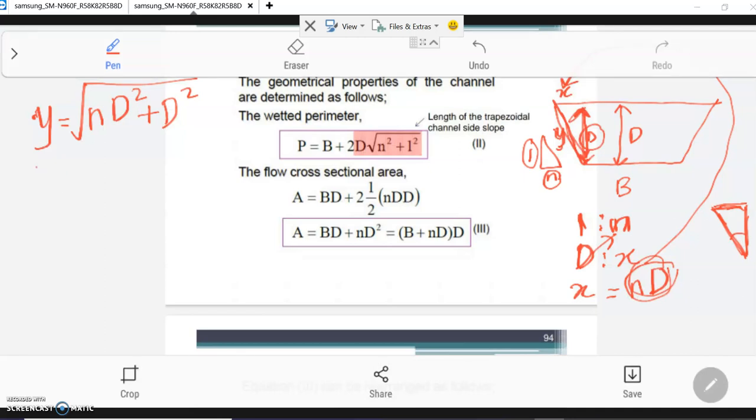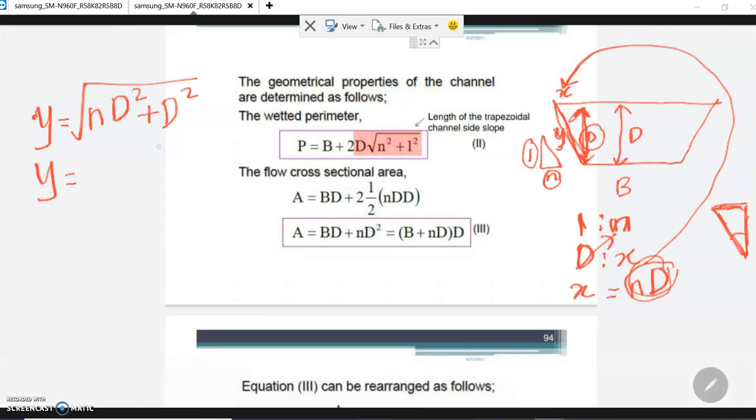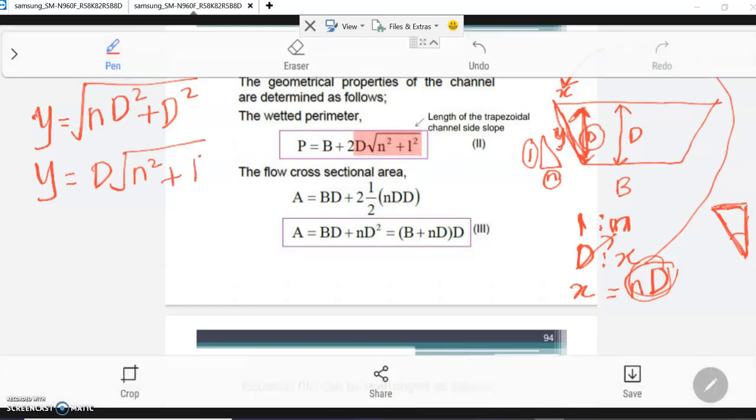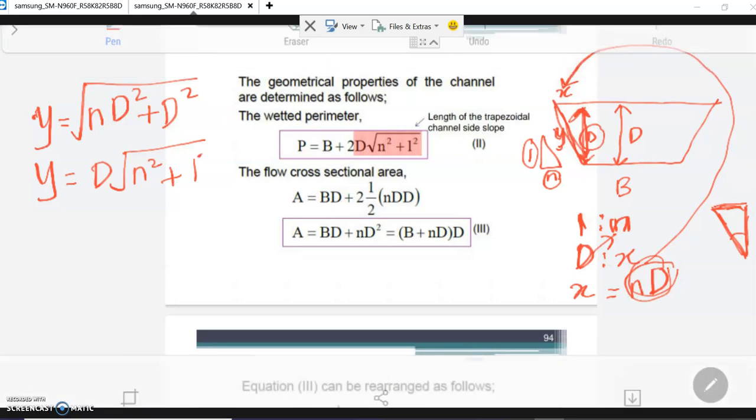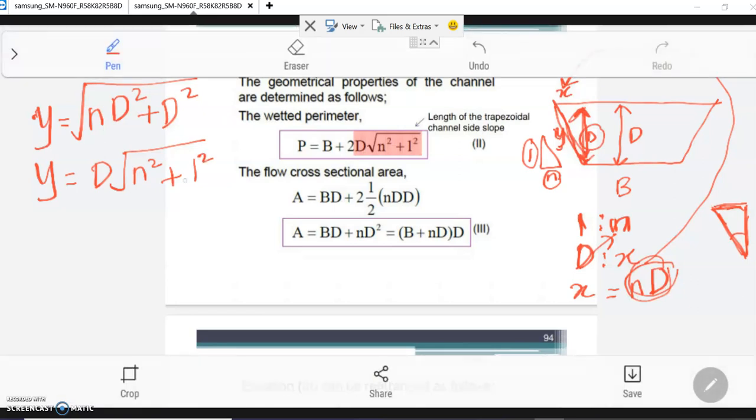So we take out the D, simplified it. So you get n square plus 1. So since 1 square is still 1. Okay, so we put it also because it is inside there. So this is your Y.